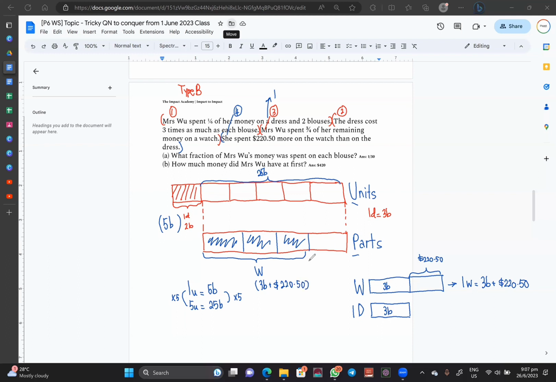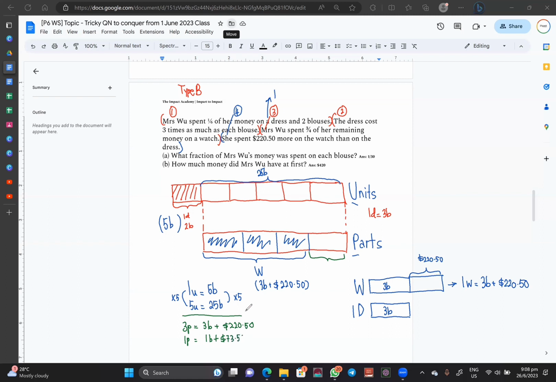$1,000.50. So from here itself, what you can see is this. You can see that 3 parts. I'm going to continue from here. 3 parts is actually equals to 3 blouses plus $220.50. So I can actually find out this one over here, which is 1 part.